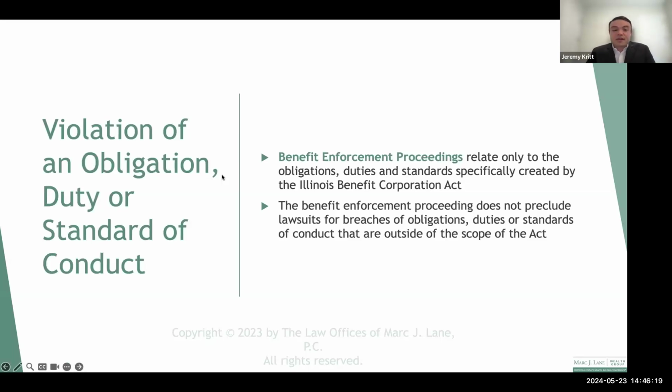Now, the other type of claim is a violation of an obligation, duty, or standard of conduct under the Act. This is, of course, a little bit broader of a claim, but I do want to just be clear that this type of claim in a benefit enforcement proceeding relates only to the obligations, duties, and standards that are specifically created by the Illinois Benefit Corporation Act. It doesn't preclude lawsuits for breaches of obligations or duties that are outside the scope of the Benefit Corporation Act.